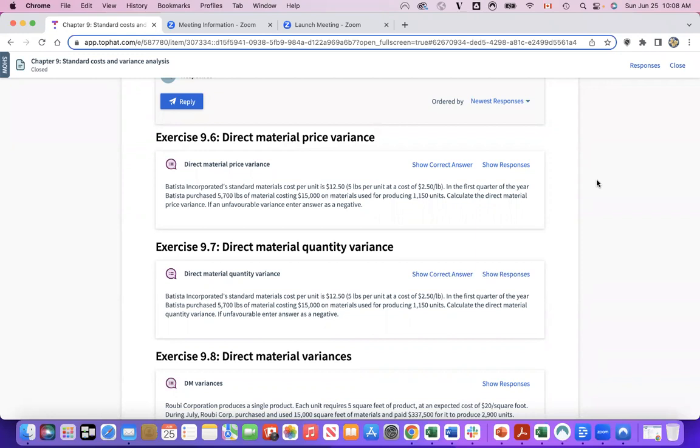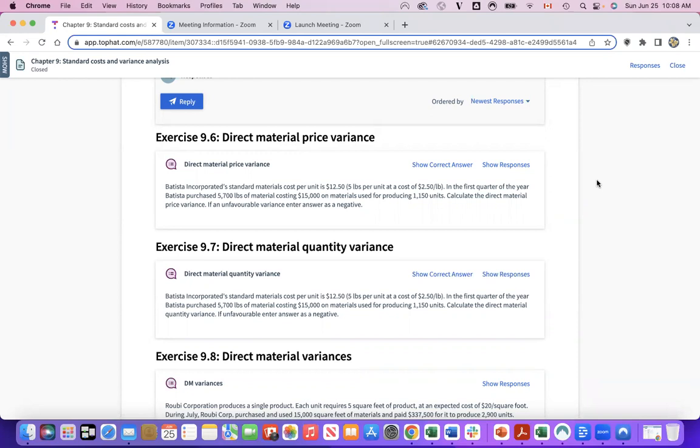Quantity variance is the difference between the amount that we actually used in production versus the amount we should have used at that volume of productivity. So both have the same question stem. Batista Incorporated's standard material cost per unit is $12.50. That standard is based off of 5 pounds being used per unit at a cost of $2.50 per pound.